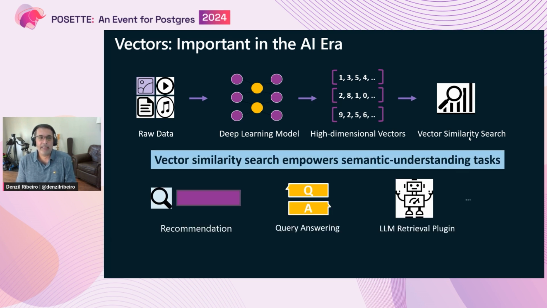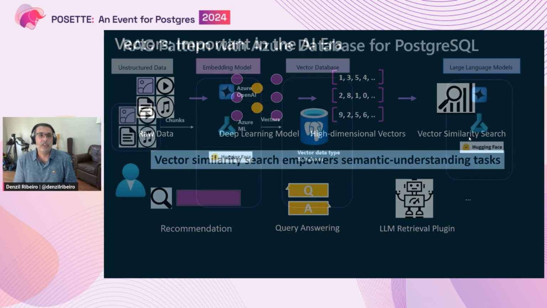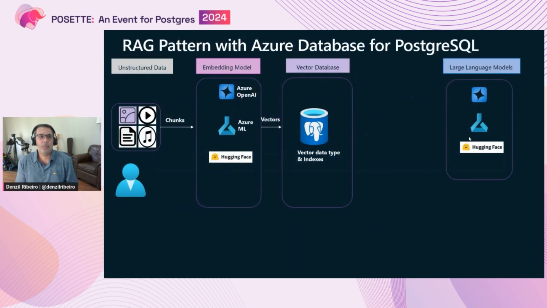And this vector similarity forms the basis of semantic understanding tasks such as recommendation systems, query answering, and LLM retrieval. It also forms the basis of RAG, or retrieval augmented generation. So RAG patterns with Azure Database for Postgres work like this. You have unstructured data, which is your text or audio or video, which is chunked and passed to an embedding model. That embedding model, as we talked about in the prior slide, creates vectors which can then be stored in Postgres or Azure Database for Postgres.